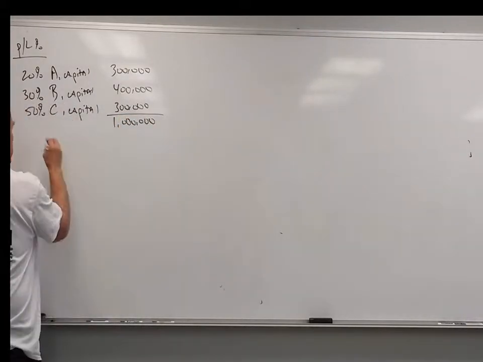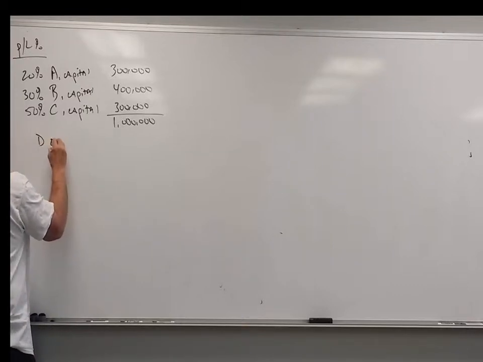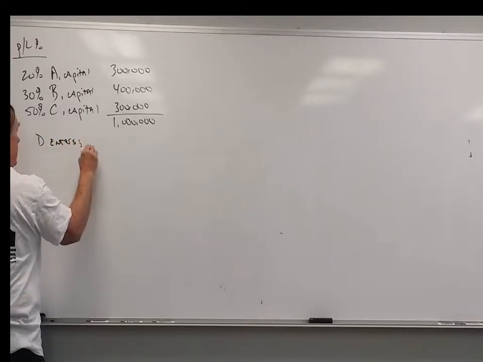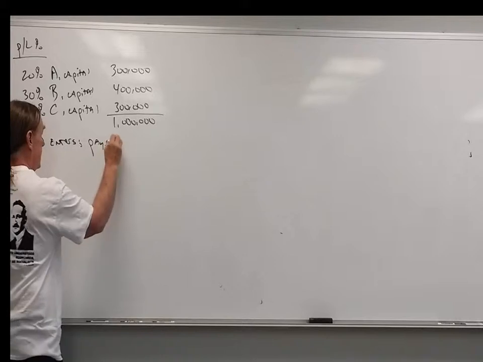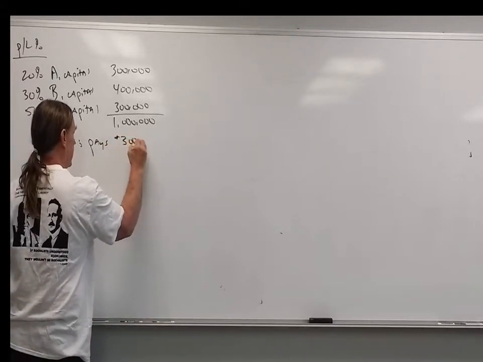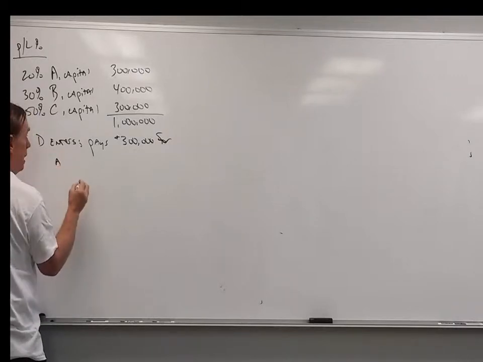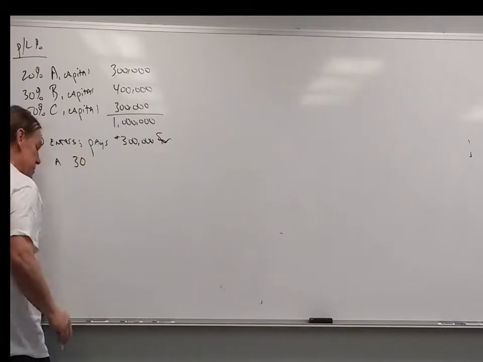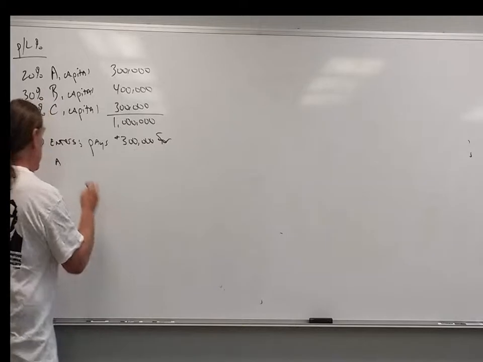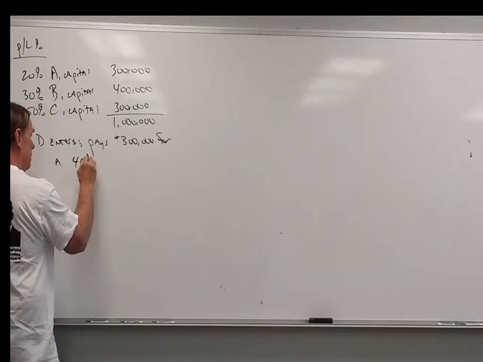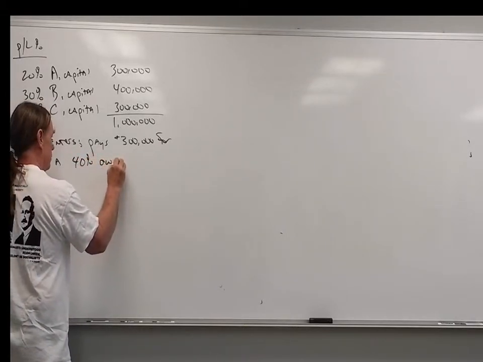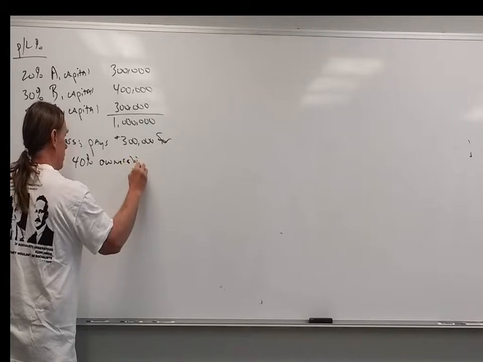Let's say D wants to enter. And let's say D pays $300,000 for a 30%. Oh, let's make it more than that. Let's make it a 40% ownership share.